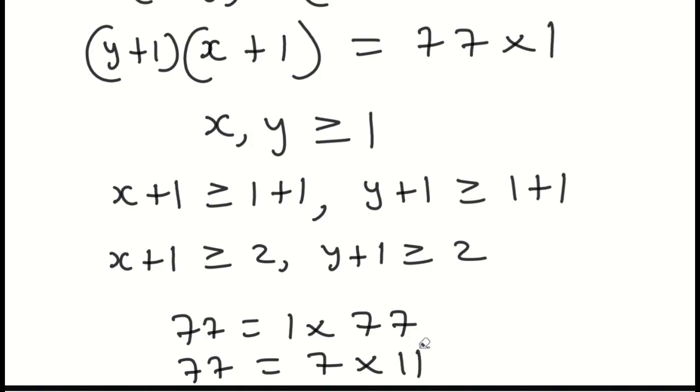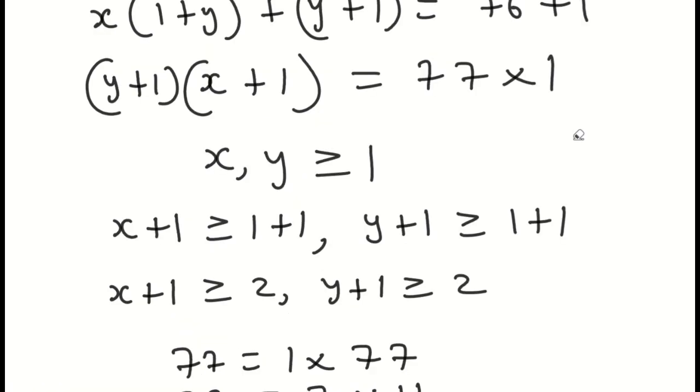You see this one here? This one has to be ruled out because y plus 1 or x plus 1 is greater than or equal to 2. So if we are breaking 77 into the product of two positive integers, we cannot have 1 times 77. Does it make sense? So we can only go with this option, 7 times 11, and that's exactly what we're going to do.